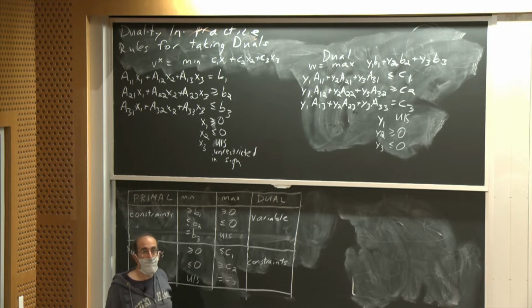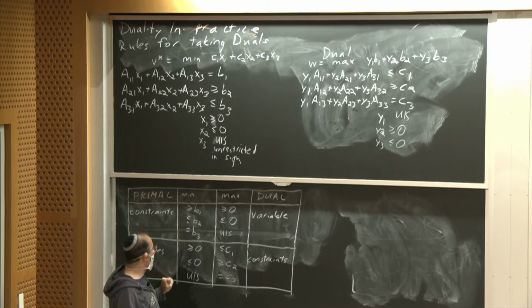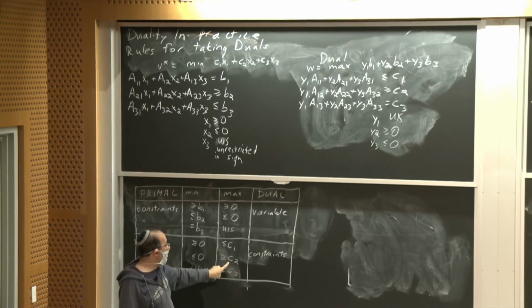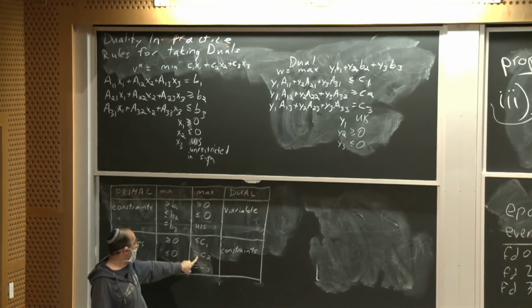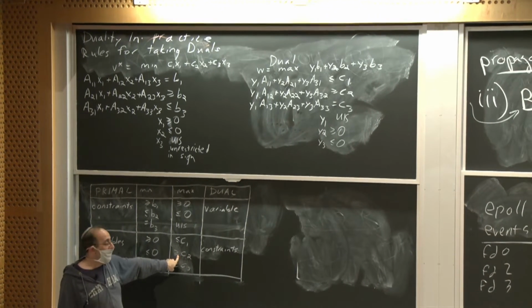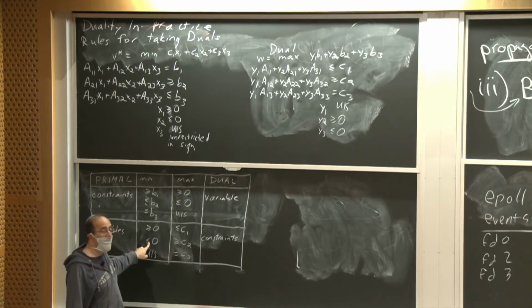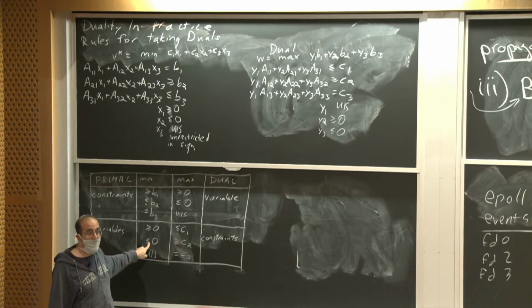So how does that manifest in the right side? Well, if you go the other way, it's the other way around. If you start with a maximization problem, and I have a constraint that something has to be greater than or equal to something, greater than or equal to C2, then the dual variable for that is constrained to be non-positive.